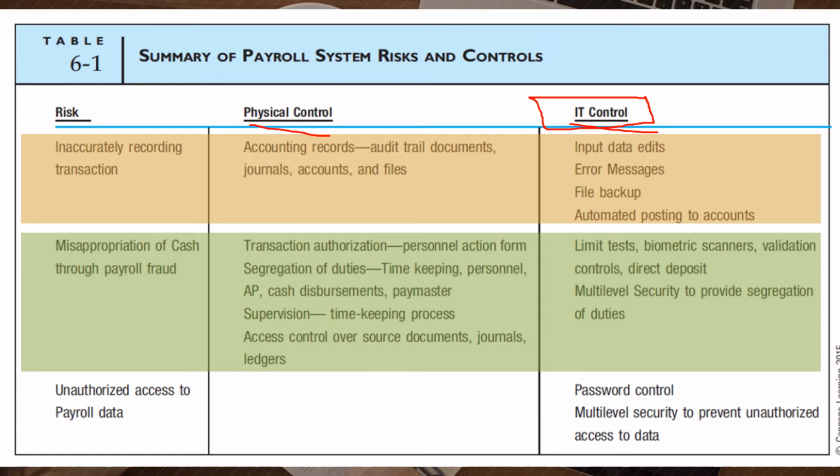Okay, so in the IT controls, we have limit tests, biometric scanners, validation controls, direct deposit, and multi-level security to provide segregation of duties. And for unauthorized access to payroll data, the basic physical controls are the same as what we mentioned just now: transaction authorization, segregation of duties, and supervision. For the IT controls, we can also use password controls, as well as multi-level security to prevent unauthorized access to data.